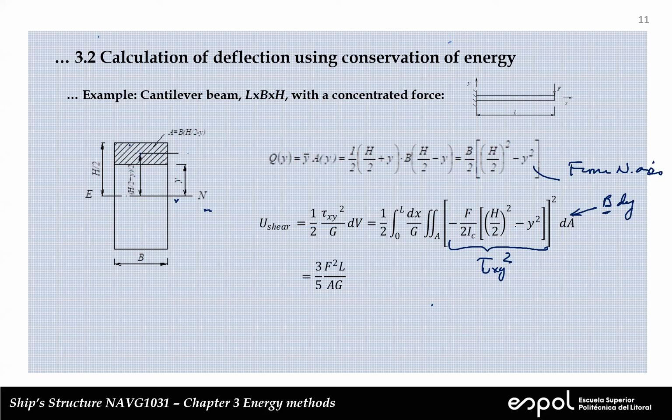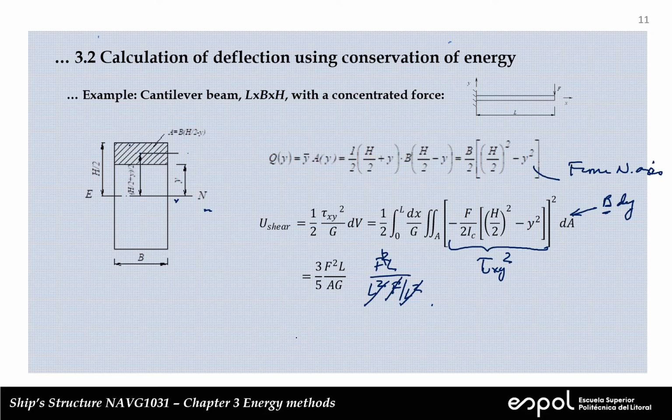The result is this. Again, this is just an integration of a polynomial, a fourth order. It's easy to complete. And again, the units are very important. So we got F squared L. We have area, which is length squared. Units of G are F divided by L squared. So we got this, we got that. We have force times length, which is energy.